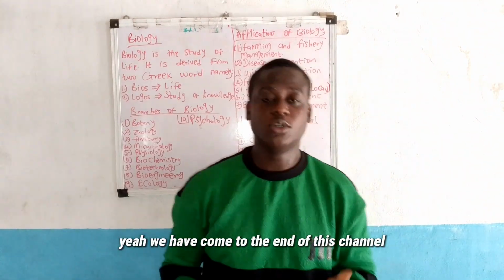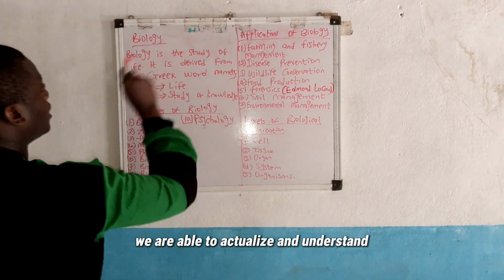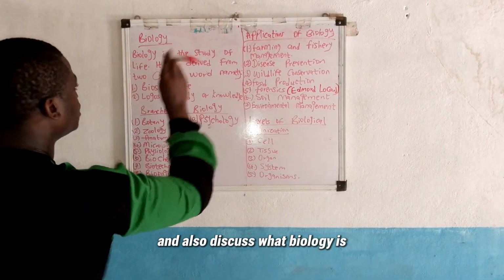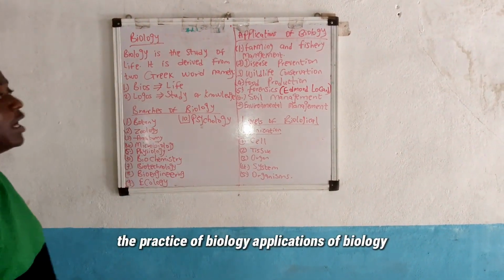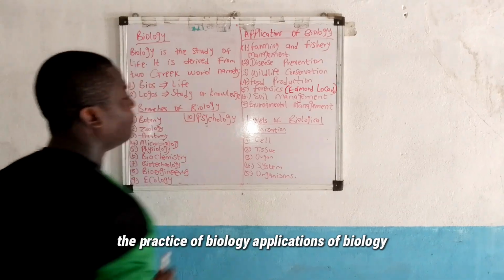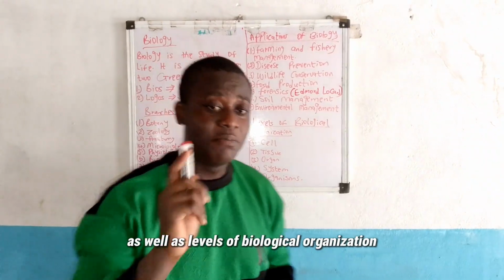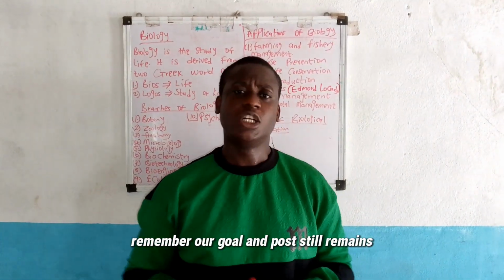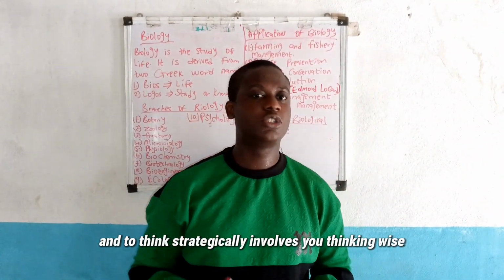Yeah, we have come to the end of this chapter. At the end of this chapter, we are able to actualize and understand and also discuss what biology is, the branches of biology, applications of biology, as well as levels of biological organization. Remember, our goal and approach still remains to read and think strategically. And to think strategically involves you thinking wise.